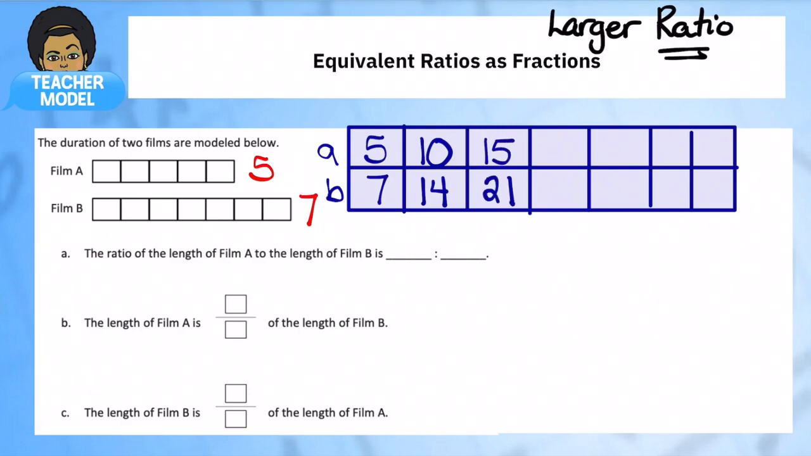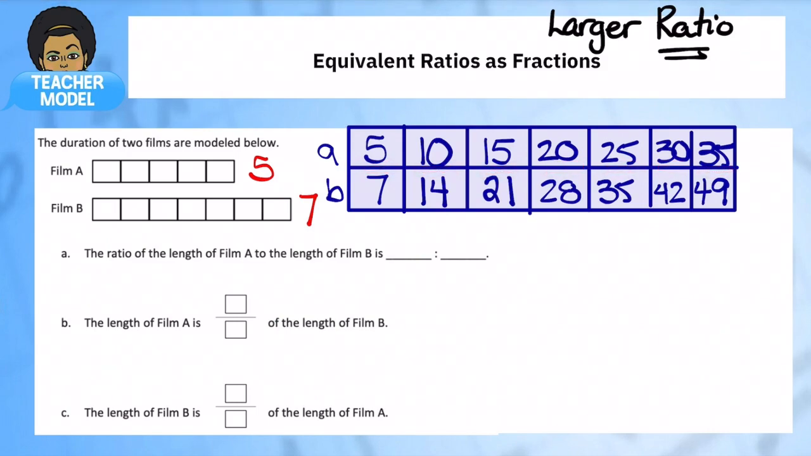You'll start to notice on the top that you have a multiplication pattern. So yes, you are repeatedly adding by 5s, or you are multiplying by 5s. So 5, 10, 15, 20, 25, 30, 35. You can do the same thing with B's: 7, 14, 21, 28, 35, 42, and 49. And each of these boxes represents a ratio written in fractional form.